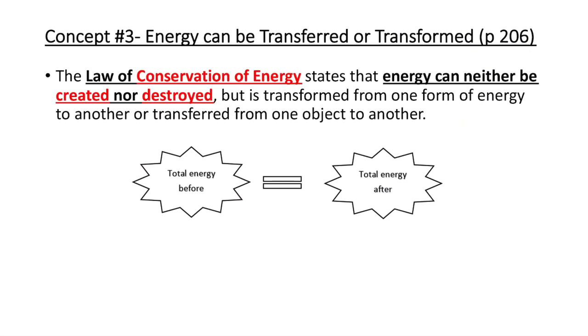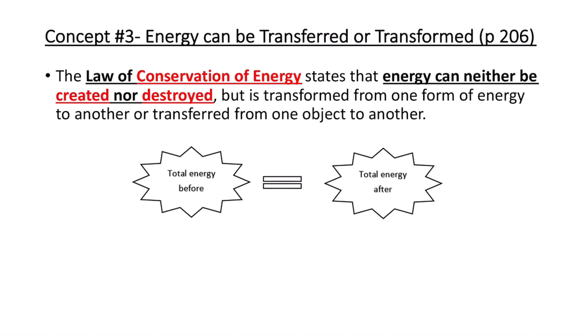So concept number 3, energy can be transferred or transformed. This is page 206 in your notes. So the law of conservation of energy is similar to the conservation of mass from chemistry. The law of conservation of energy states that energy can neither be created nor destroyed, but is transformed from one form of energy to another or transferred from one object to another.